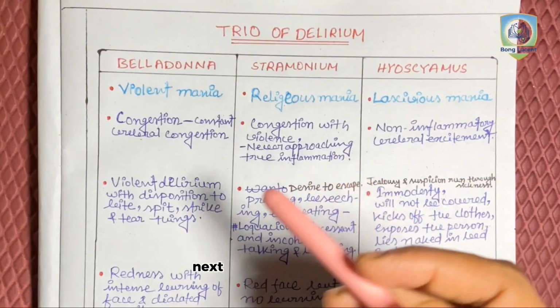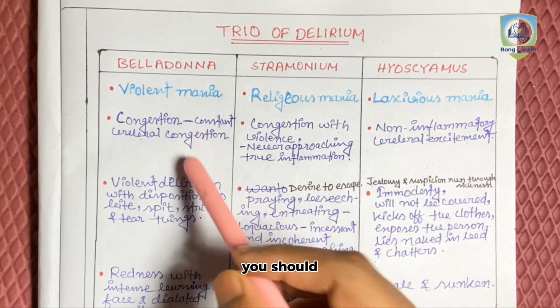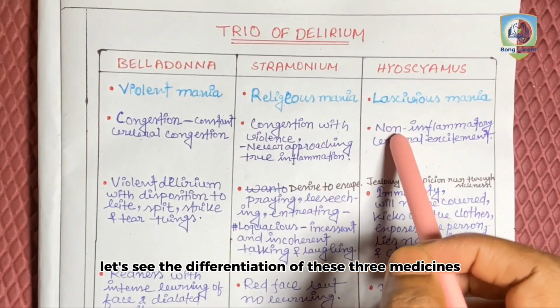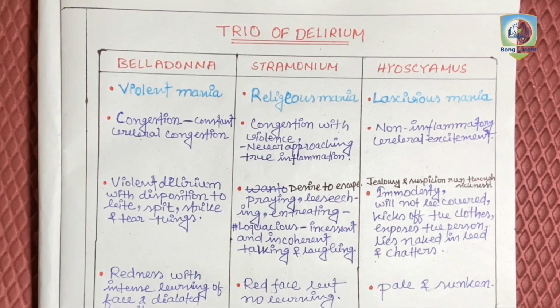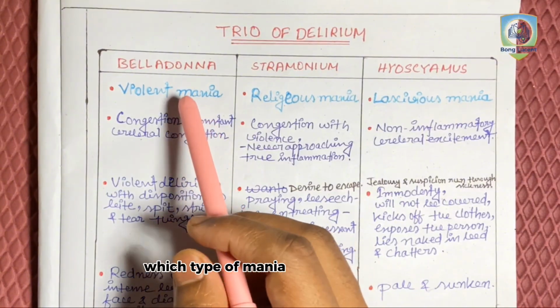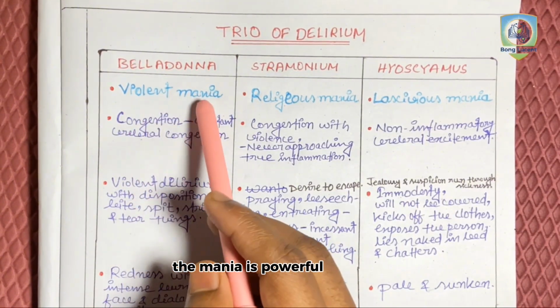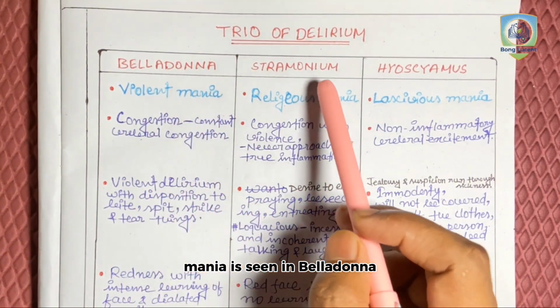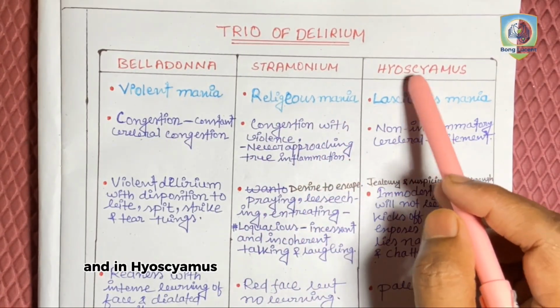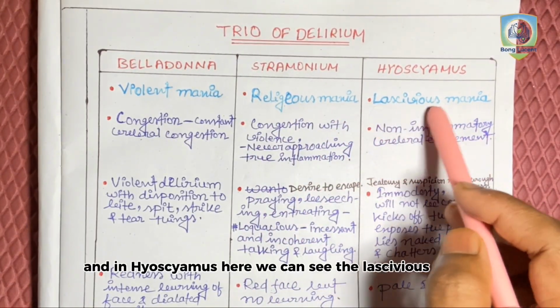Next you should contrast and differentiate these three medicines. Let's see the differentiation of these three medicines. First, in belladonna, which type of mania can we see? In belladonna, the mania is violent and wild. In the case of stramonium, we can see the religious mania. And in hyoscyamus, we can see the lascivious mania.